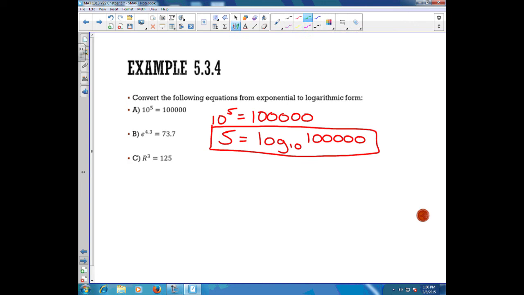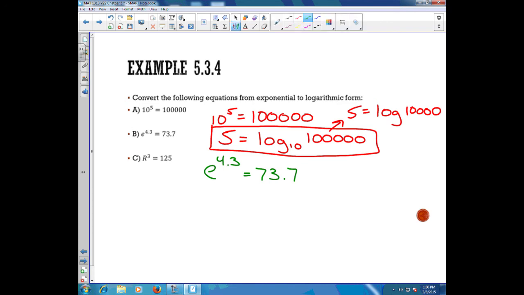Let's do the same thing for the second equation. We have e to the 4.3 is equal to 73.7. Oh, one thing I wanted to point out was the previous problem. We could have just as easily written this as 5 equals the log of 100,000. Remember that for a common log, we don't have to include the 10. Base 10 is understood. Now for this problem, we have base e.